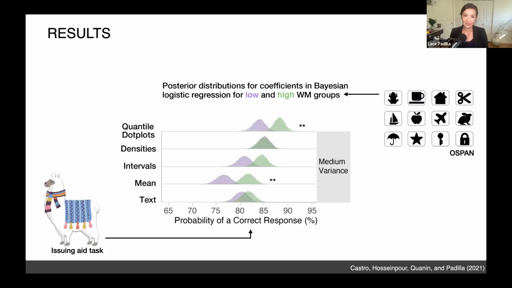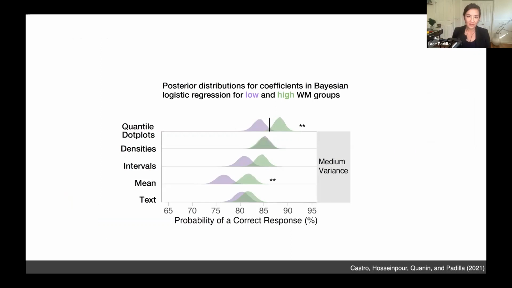Okay, so right out of the gate, the first thing I want to point out is that the 2 types of visualizations that had the best accuracy for both high and low working memory groups were the distributional visualizations. These were the quantile dot plots and the densities. So that's interesting. One might have predicted that maybe text could have been useful. There's some researchers out there who think that text is easier to use, but we don't find that to be the case.